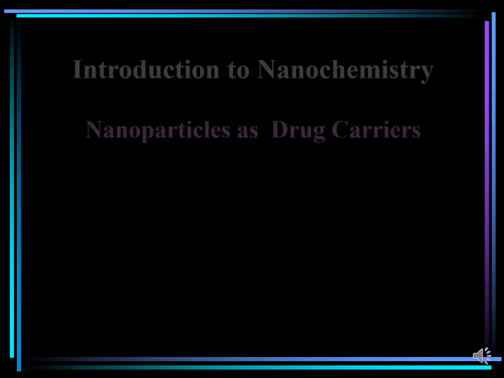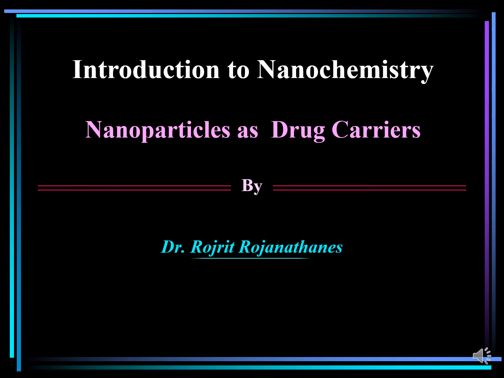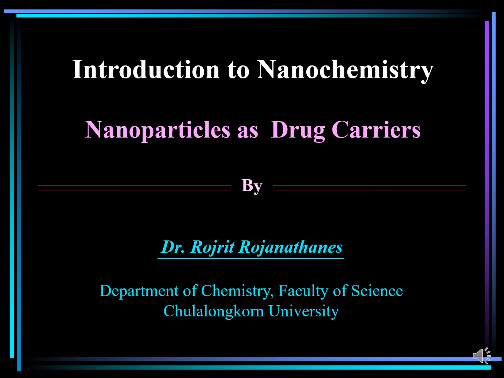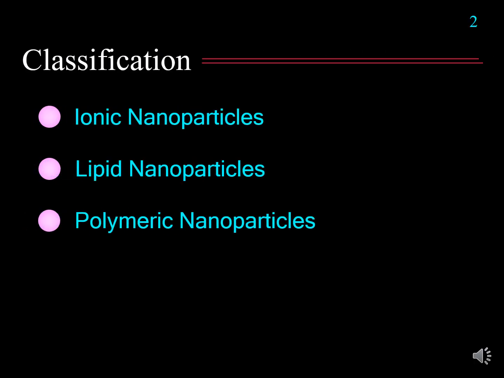In this lecture, we are going to talk about the drug delivery systems based on nanoparticles. There are many kinds of nanoparticles that have been applied as drug carriers nowadays. So let's begin the talk with the classification of nanoparticles. Nanoparticles used in drug delivery systems can be divided into categories like this: the ionic nanoparticles, lipid nanoparticles, and polymeric nanoparticles.